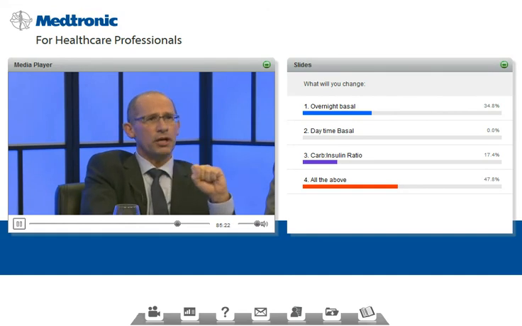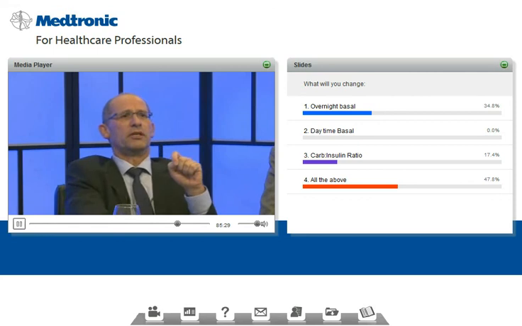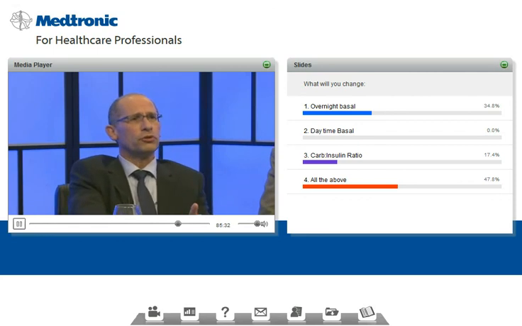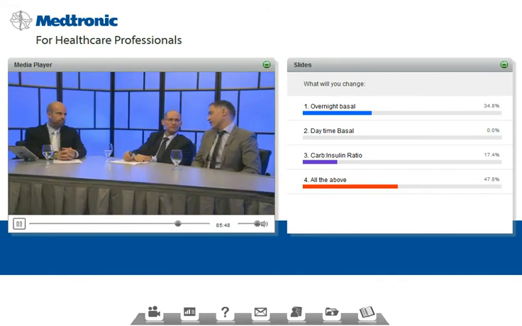So the poll question now: we have 2 weeks to improve glycemic control. We have to do it very tight. What will you, as her healthcare professional, do to improve? Would you change the overnight basal, the daytime basal, the carb to insulin ratio, or will you change all of the above at the same time? It's not an easy question, right? No, it's not. And I blurted out an answer, and it could very well have been wrong. Keep that in mind as you enter your choices.